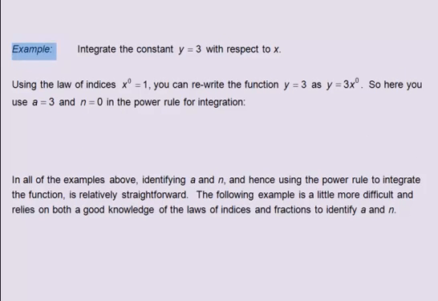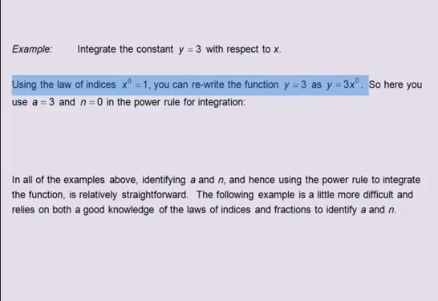Example: integrate the constant y equals 3 with respect to x. Using the law of indices, x to the power 0 equals 1, you can rewrite the function y equals 3 as y equals 3 multiplied by x to the power 0. So here you use a equals 3 and n equals 0 in the power rule for integration.